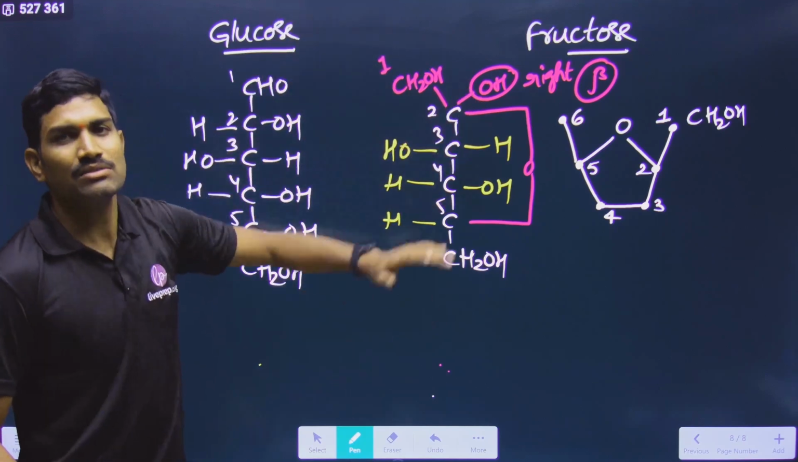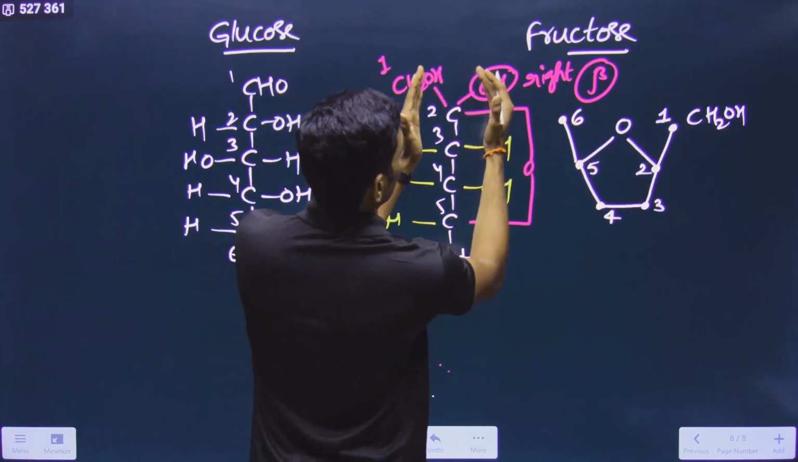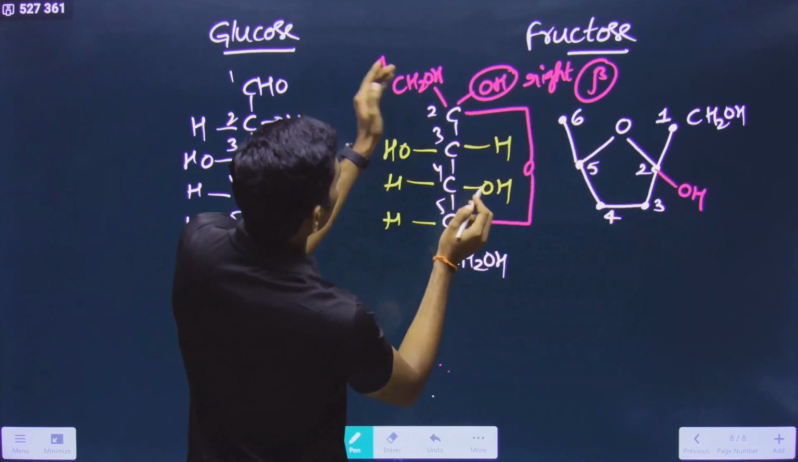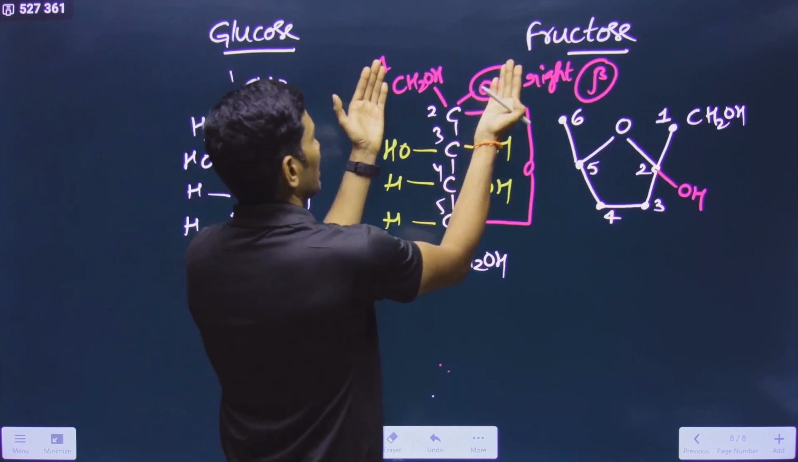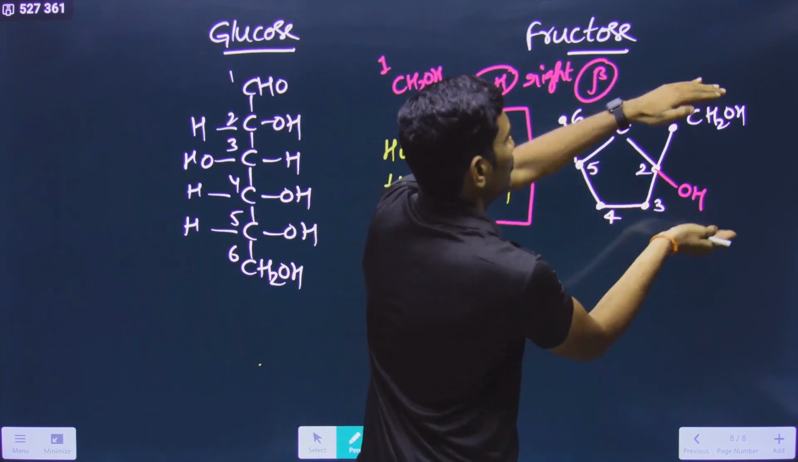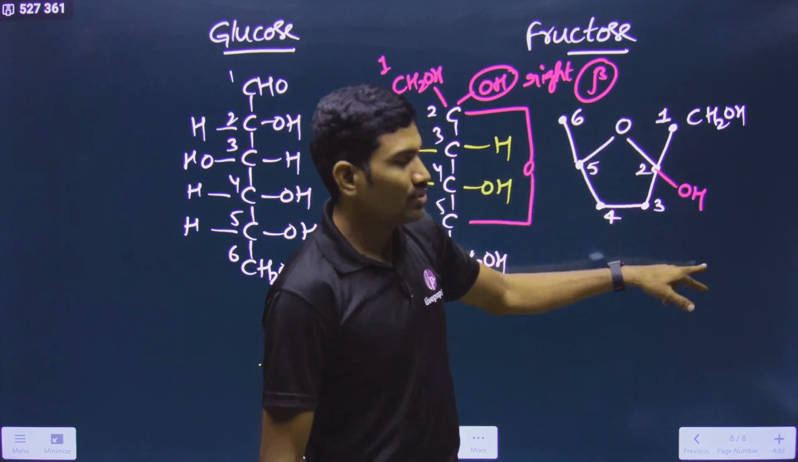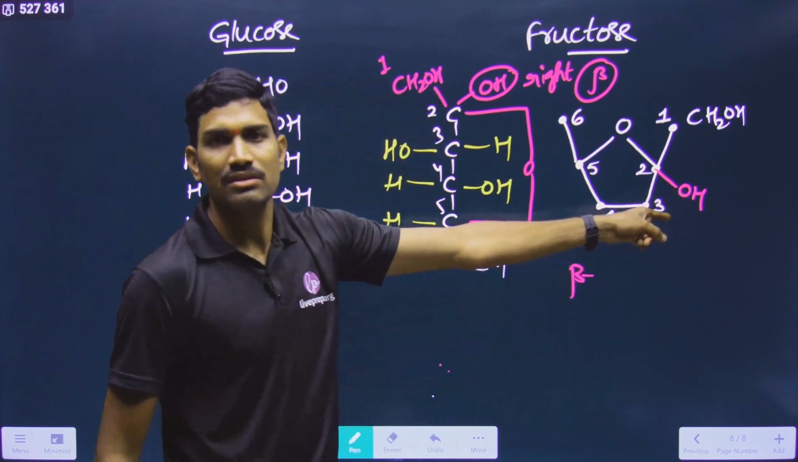Now let us keep this as beta form only and write. Already CH2OH, how will you write this? This information should be below, so this OH is coming here. For the second carbon, CH2OH is coming above. Suppose it is alpha form, what happens? You need to change this. OH will go above, CH2OH will come below. That's it. So that's why this will be beta form in this case.